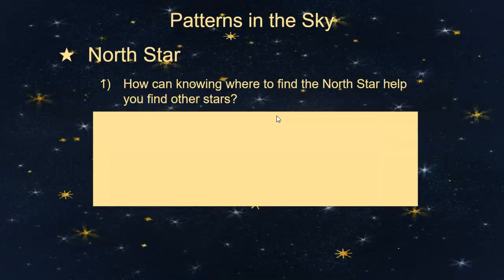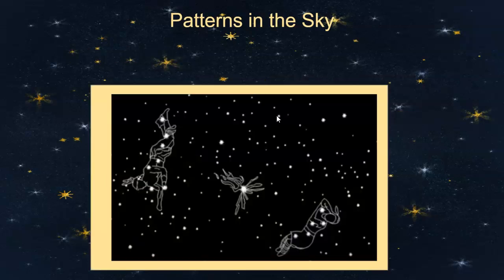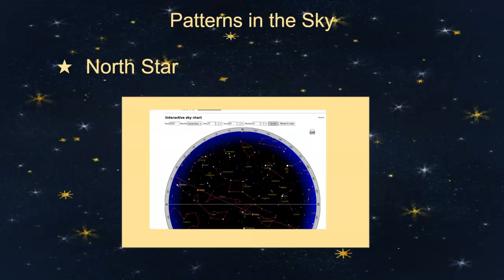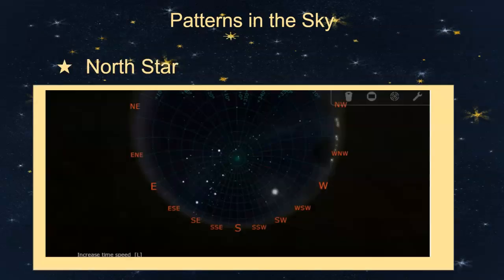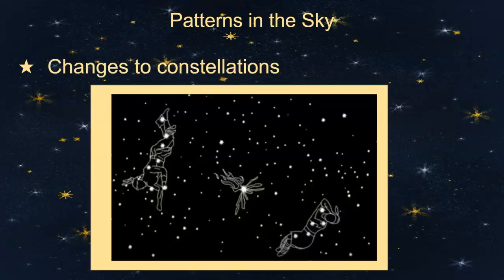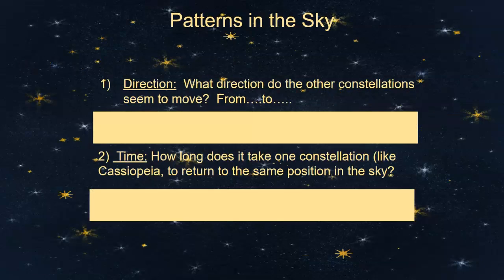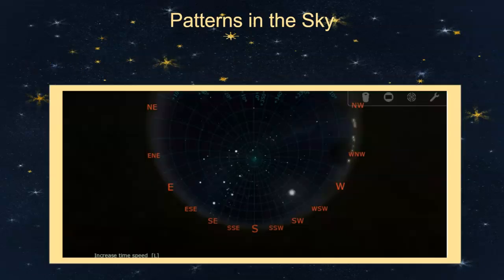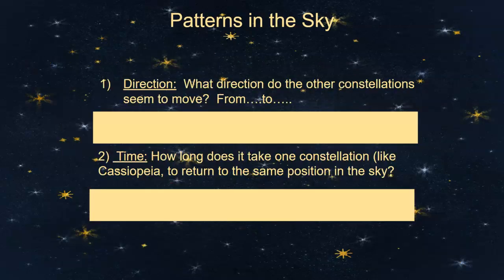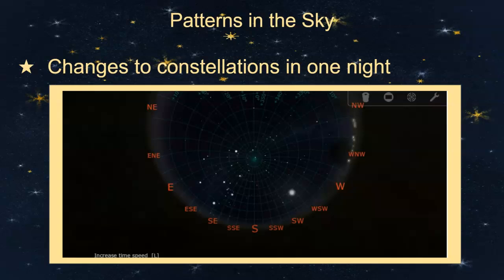So using the same resources as for the North Star, I click back here, the video and the website. You should be able to now talk about how constellations change in the sky. I want you to talk about how they change over time, like months, like we just did, and then how they change over one night. And for one night, this video might be helpful.